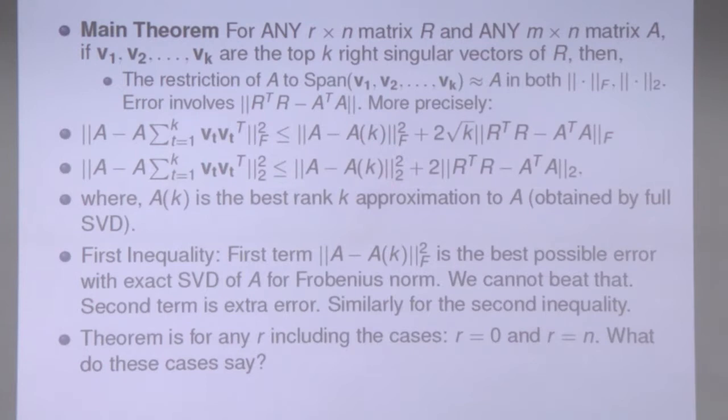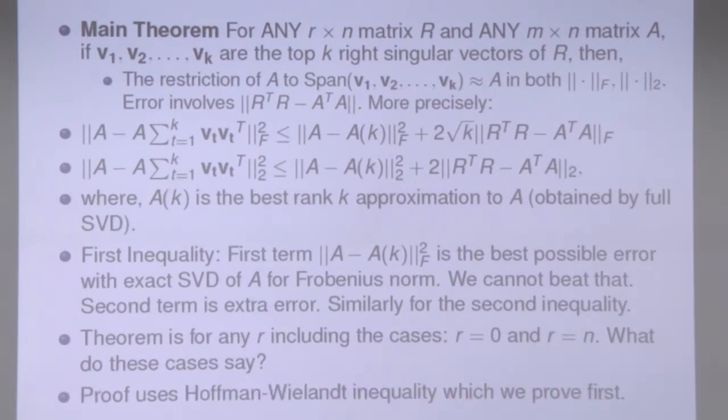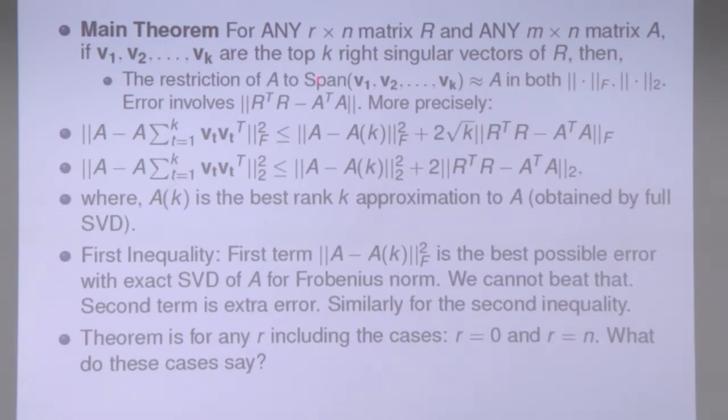So if R is 0, then there's no singular vector. All of these are 0. So you get the Frobenius norm of A squared here, you get that plus a little bit more. This is positive, so that's okay. It's not saying very much, and you don't expect it to say very much. What about R equals n? That's also an interesting case.